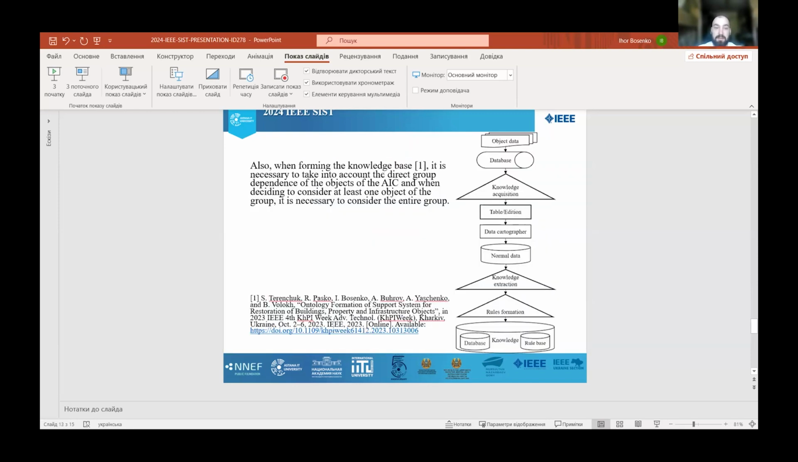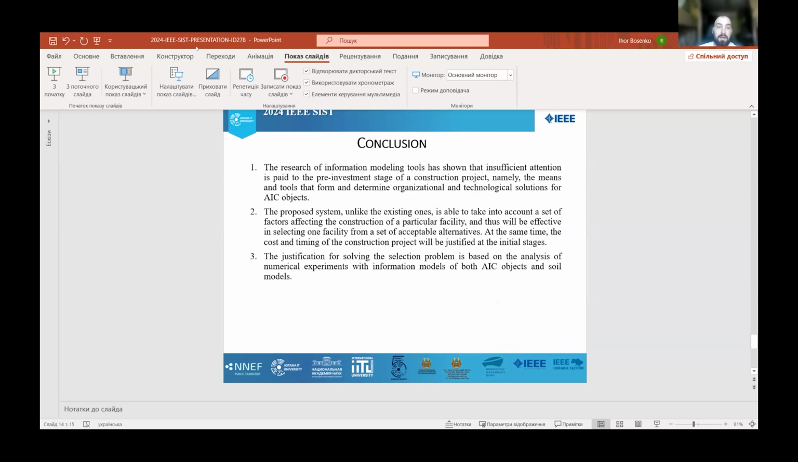On this slide, you can also see that when forming the knowledge base, it is necessary to take into account the group dependence of the objects of the ICE, and when deciding to consider at least one object of the group, it's necessary to consider the entire group.